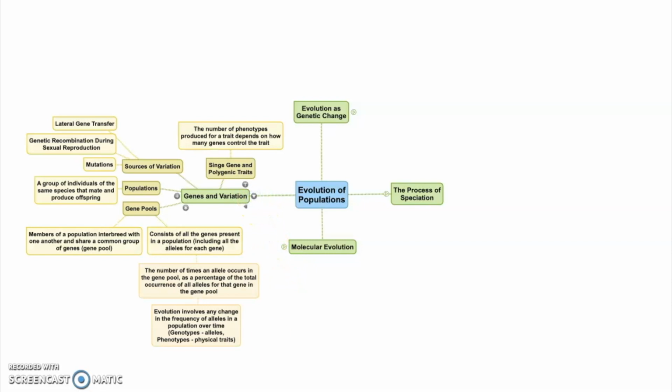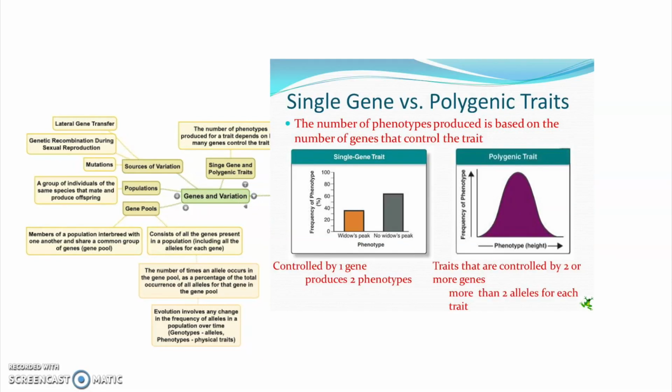And from here, you remember that we have single gene traits and polygenic traits, and the number of phenotypes that you can get from that is going to depend on the number of genes you have. So if you have a single gene trait, you have a dominant and a recessive form. But if you have polygenic traits, now you're adding in that second, third, or fourth layer of possible combinations. The more genes you have, the more combinations you can possibly get.